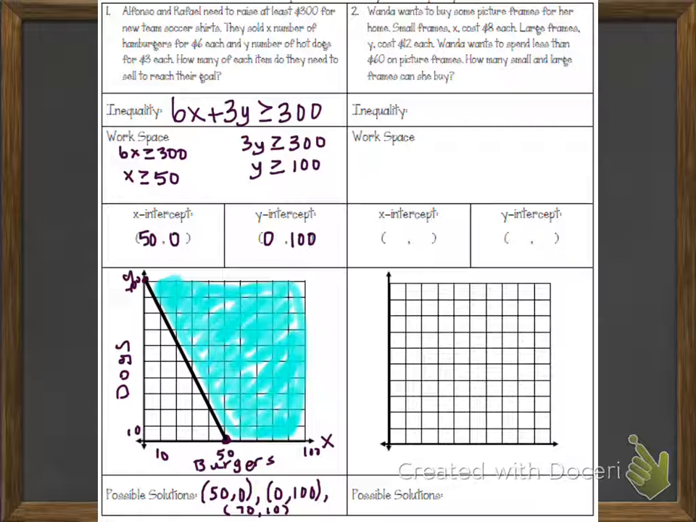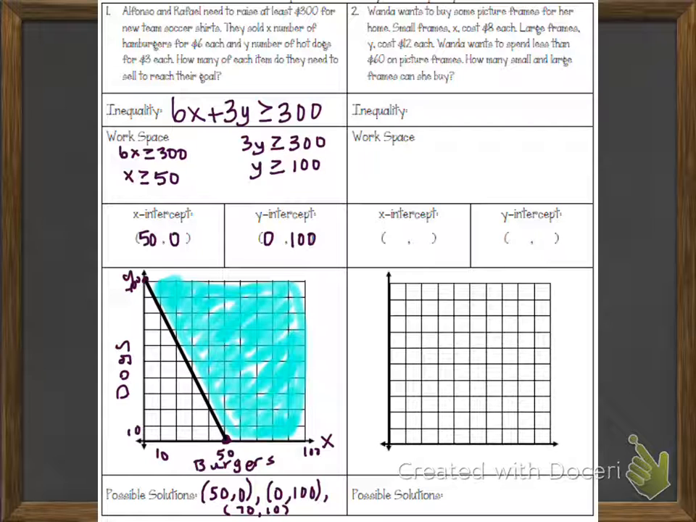So then go ahead and graph your intercepts. I went ahead and labeled my x-axis as burgers and my y-axis as dogs for hot dogs. And I numbered both axes by 10. So my x-intercept shows me I can have 50 hamburgers when I have 0 hot dogs. And so you see a point at 50, 0. And then my y-intercept shows us that we have 0 hamburgers, and that would require us to sell 100 hot dogs. So we have a point at 0, 100.